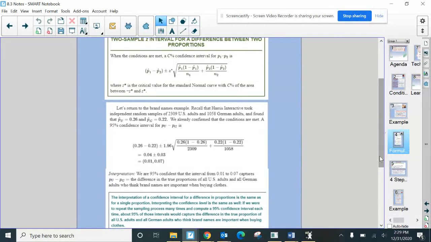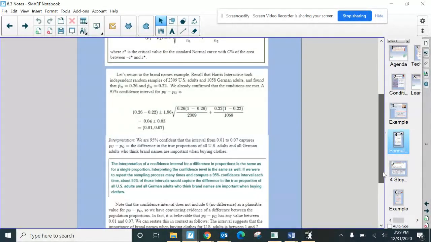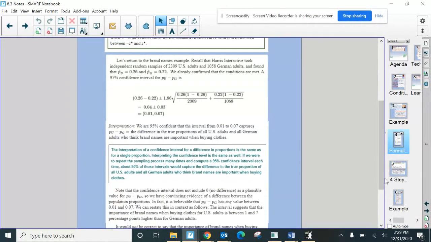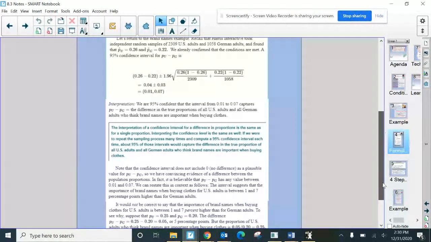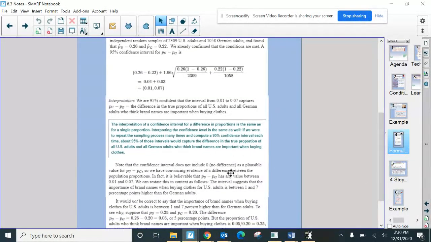So remember the interval. If we were to take many samples of the same size and follow the same procedures, approximately 95% of the confidence intervals would capture the true difference in the proportions of U.S. adults and German adults who think brand names are important when buying clothes. So this does not include 0, which would be no difference, as a plausible value. So we do have convincing evidence of a difference between the population proportions.